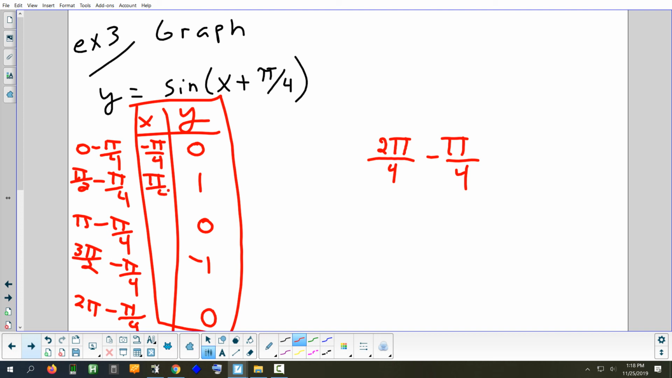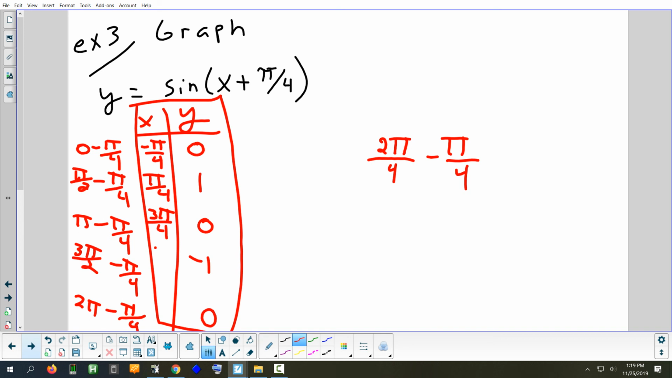Now, the gap that you have between the first two has to be the same gap all the way through. So what would the next one be? 3 pi over 4. And the next one?